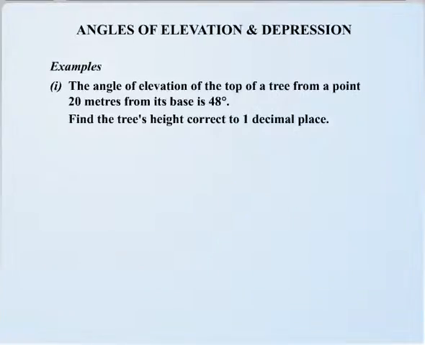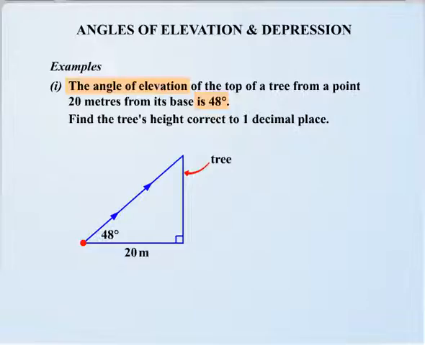Examples now. The first one we have, the angle of elevation of the top of a tree from a point 20 meters from its base is 48 degrees, and we need to find the tree's height correct to 1 decimal place. Now with these ones, it is essential you draw a diagram. So there is our tree. Doesn't have to be a great diagram. Now from a point 20 meters from its base, so there's the point, and that from its base is 20 meters. Let's mark in the information. The angle of elevation is 48 degrees. So there's our line of sight. The angle there, 48 degrees.